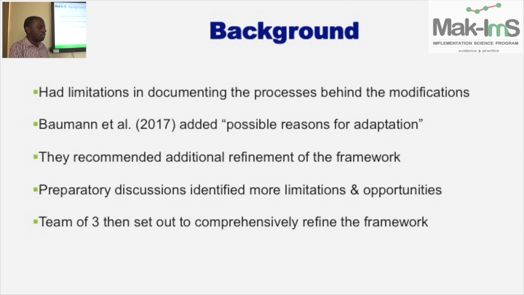So in 2017, Anna Bowman and others reviewed existing literature and also held consensus discussions about this modification and adaptation of implementation science programs. And in their conclusion, they said that the existing framework needed to be modified, but they also said one of the key modifications was that we needed to include reasons for adaptation. So this then led to the new framework of 2017. It was reviewed after Anna and others made two strong recommendations.